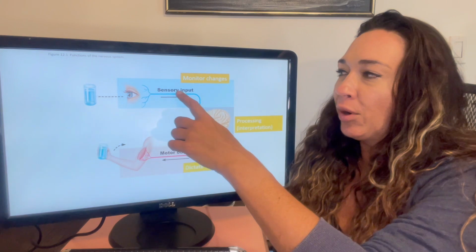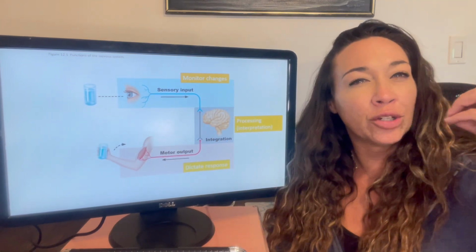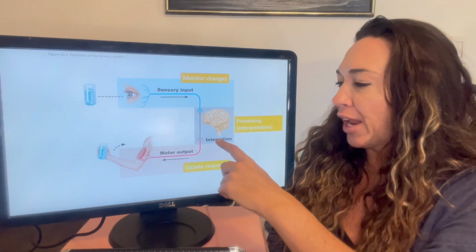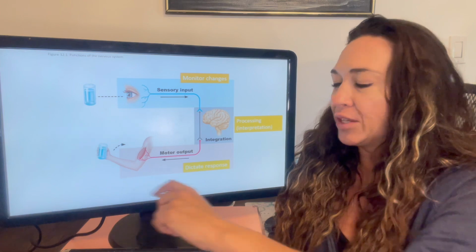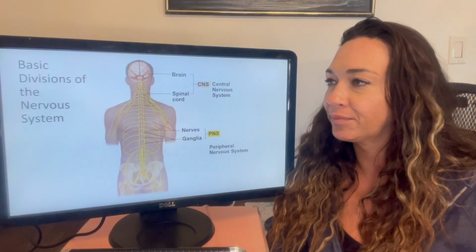So this input is known as sensory input. The integration is also that, again, you're trying to figure out what to do, right? That interpretation. And then your motor output is going to be that dictated response. What are we actually physically accomplishing?